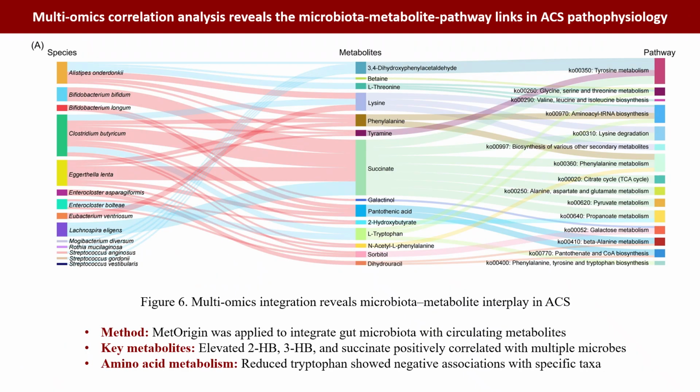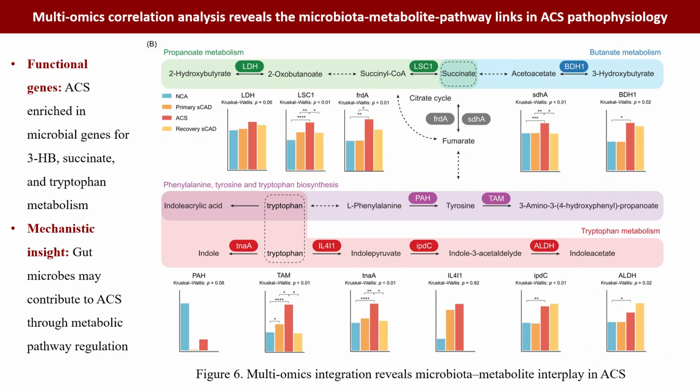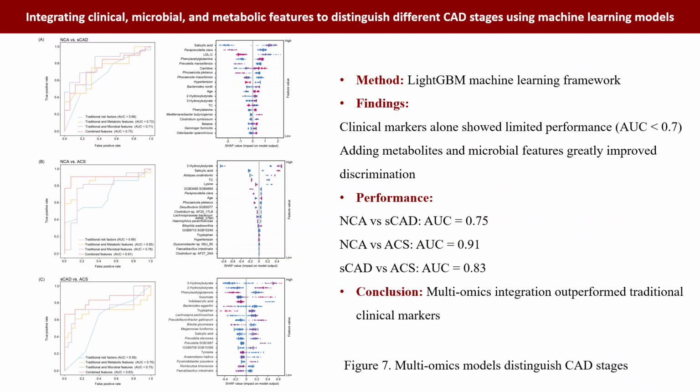Given the metabolic alterations in ACS, we next asked whether these metabolites are linked to gut microbes. Using MET-origin to integrate metagenomics and metabolomics, we found that 2-hydroxybutyrate, 3-hydroxybutyrate, and succinate were elevated in ACS and positively correlated with multiple microbial taxa. In contrast, tryptophan was reduced, negatively associated with certain microbes. Gene analysis confirmed enrichment of microbial genes for 3-HB, succinate, and tryptophan metabolism, suggesting that gut microbes may contribute to ACS through metabolic regulation.